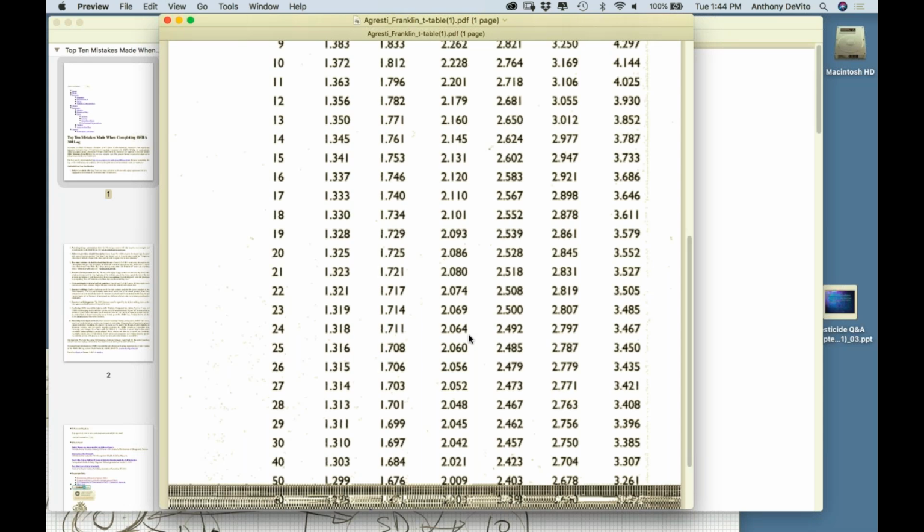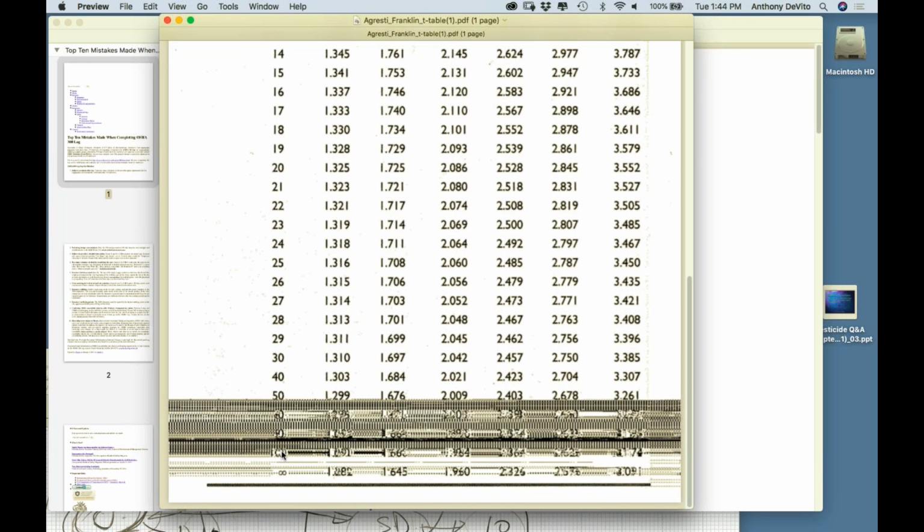Now, technically, let me ask you something. If I took a sample of size 100 and I forgot that, gee, I don't know the population standard deviation, and I used the z-score instead of the t-score by mistake, would I be off by much?